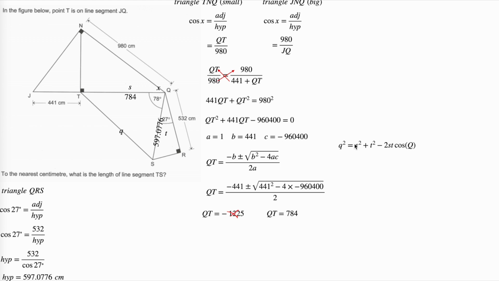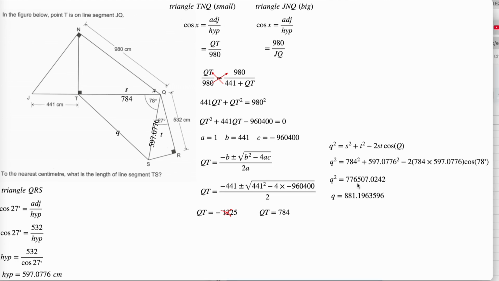Using the law of cosines, Q squared is equal to S squared plus T squared minus 2ST times the cosine of angle Q, which is 78 degrees. So that's going to give us 784 squared plus 597.0776 squared, take away 2 times 784 times 597.0776 times the cosine of 78. Run that through the calculator, you get Q squared is equal to 776,507.0242. Take the square root of that and you have 881.19635.